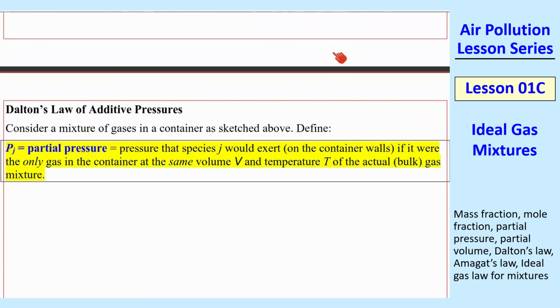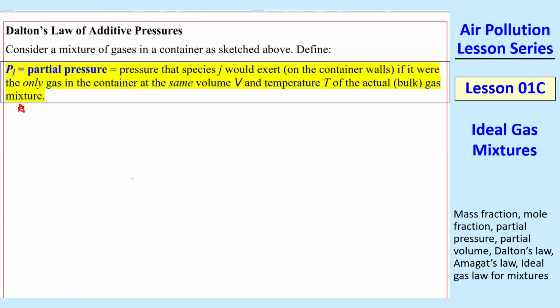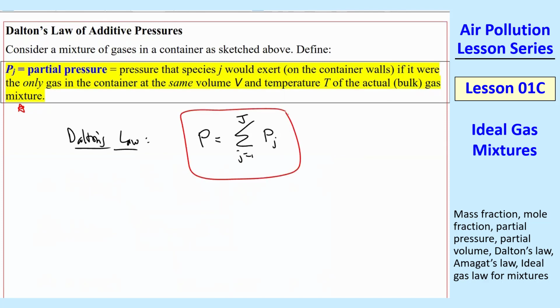Okay, there's something very similar called Dalton's law of additive pressures. We define partial pressure instead of partial volume: the pressure that species J would exert on the walls if it were the only gas in the container at the same volume and temperature of the actual bulk gas mixture. That is our Dalton's law, which is very similar to Amagat, except now we're dealing with partial pressures instead of partial volumes. We can write Dalton's law mathematically as total pressure is the sum from J equals 1 to capital J of all the partial pressures. So all these pressures add up to the total pressure.